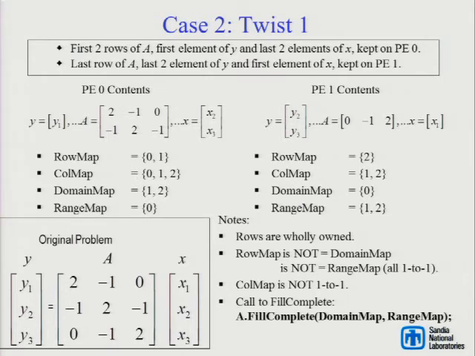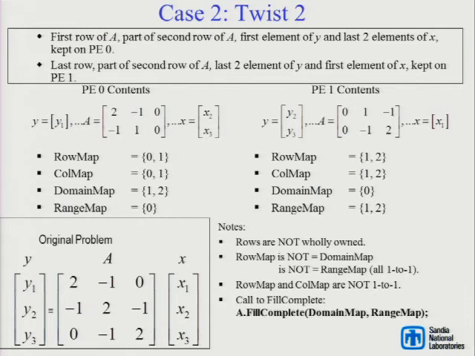Our rows are still wholly owned, but our row map is not our domain map, and it's not our range map. They're all 1-to-1, but they're all 1-to-1 and different. Column map's still not 1-to-1. That's not a surprise, but it all works together. The kicker is when I call fill complete and say I'm done, I have to actually supply those domain and range maps. Because the normal assumption is the standard case that domain is row is range. But if I wanted this particular layout, I could tell it so. And then it would take care of building all the data migration objects to handle that.